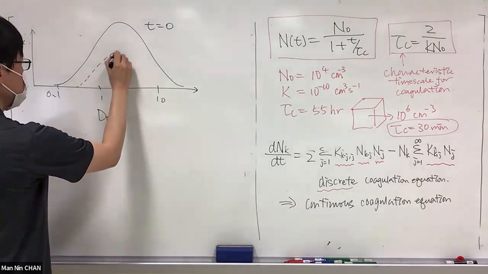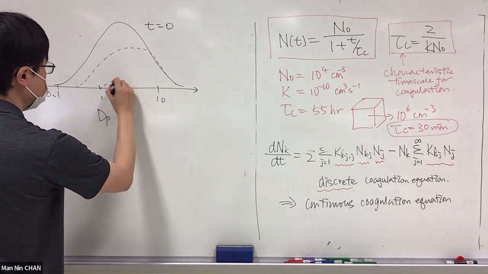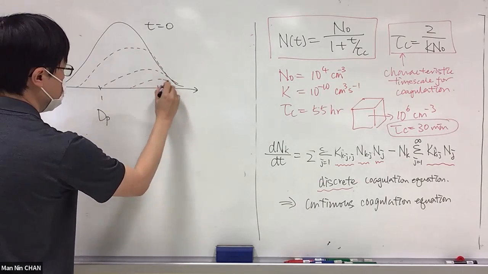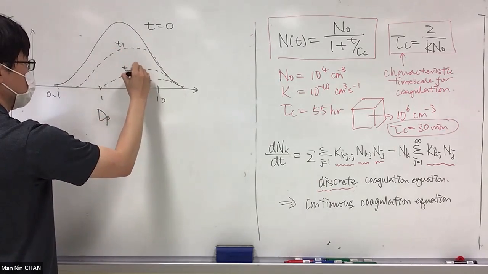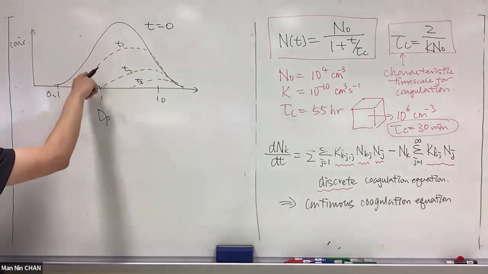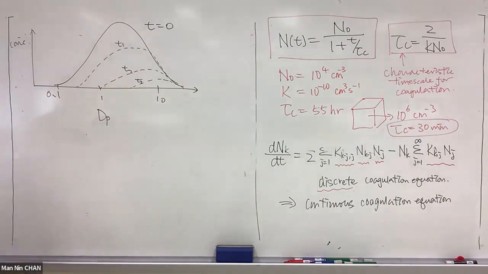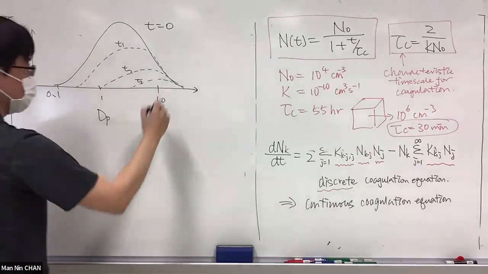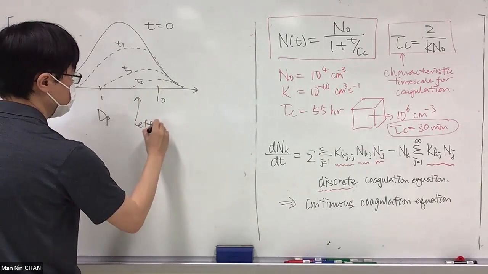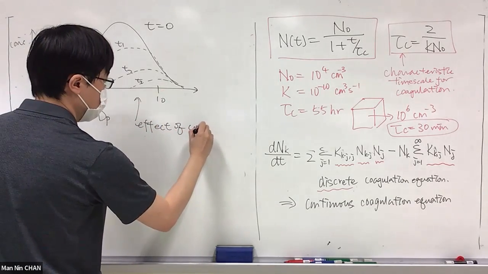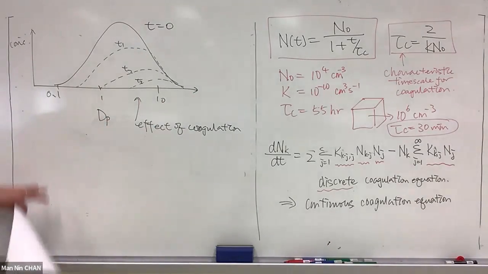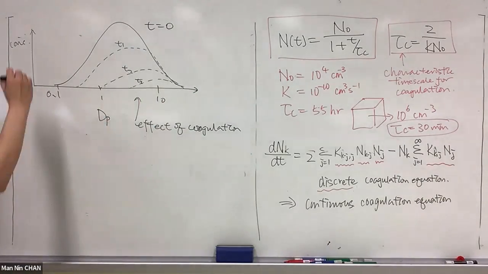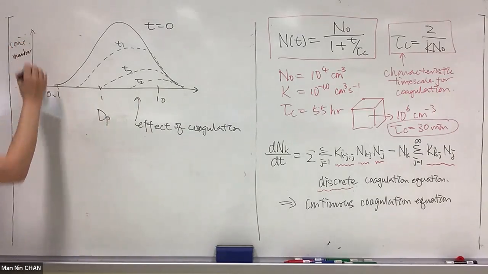Of course, you will see that your area will decrease over time, as time increases: T1, T2, and T3. The reason you will see this decrease is because your number concentration will decrease, right? You see my point, because this is due to the effect of the coagulation on your number concentration. But because we plot the number concentration, you will see this as a significant effect.